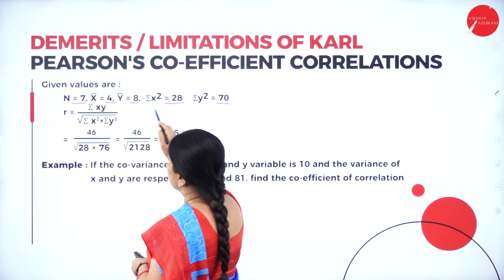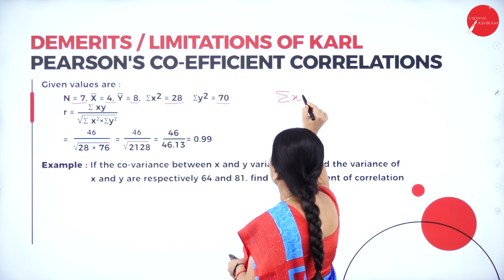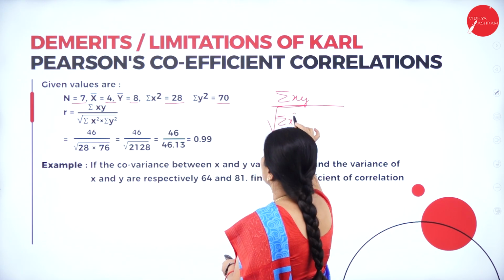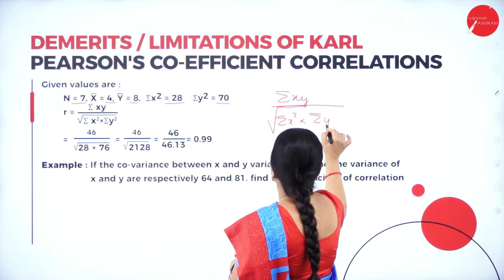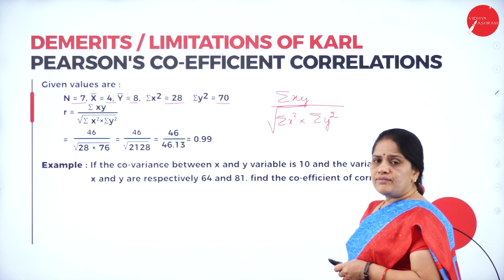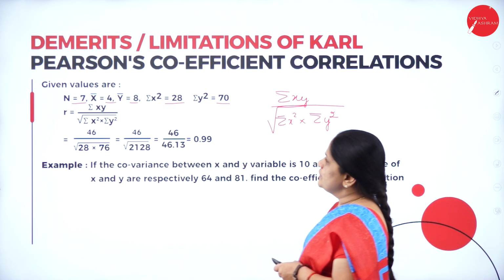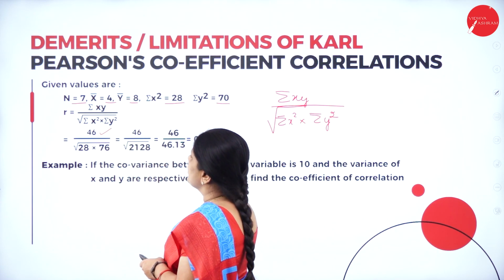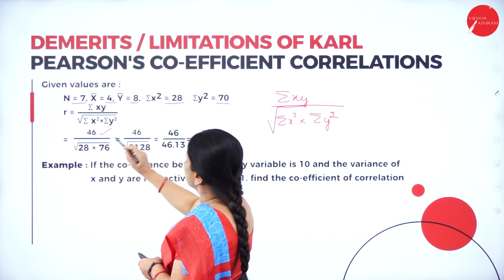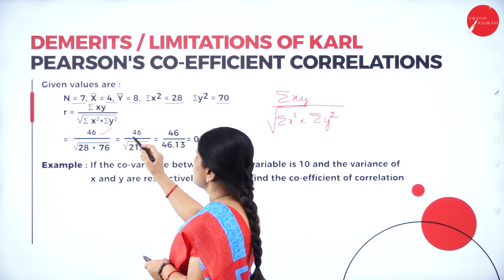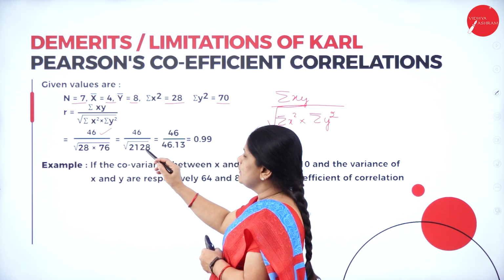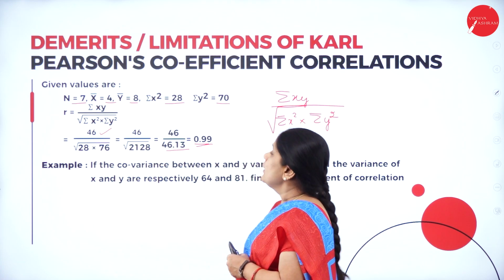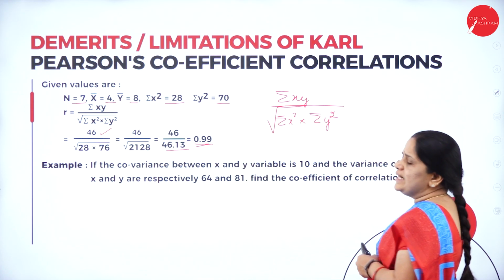Sigma xy divided by the root of sigma x square into sigma y square. So, this is the formula. I just have to substitute the values here. Sigma xy is 46, sigma x square is 28, sigma y square is 70. So, 46 divided by root of 2128, that is 46 divided by 46.13, and we get the answer as 0.99.